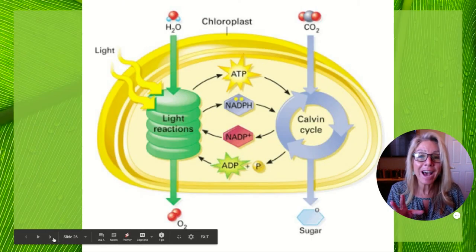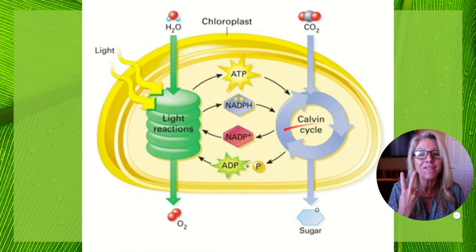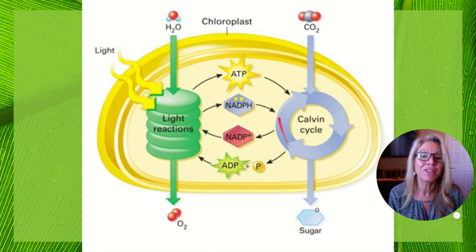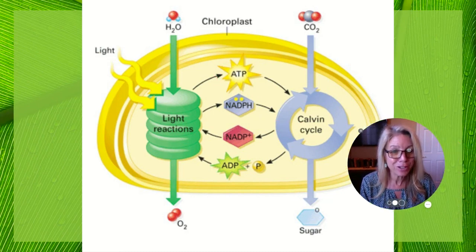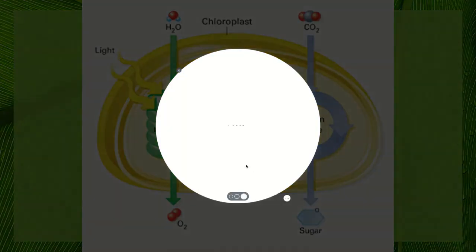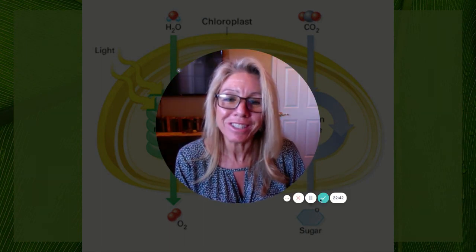All right, so that is the light reaction, and in video 2, I will teach you the Calvin cycle where we're going to harvest this energy from ATP and reduce NADP in order to make some sugars. Okay, great job.